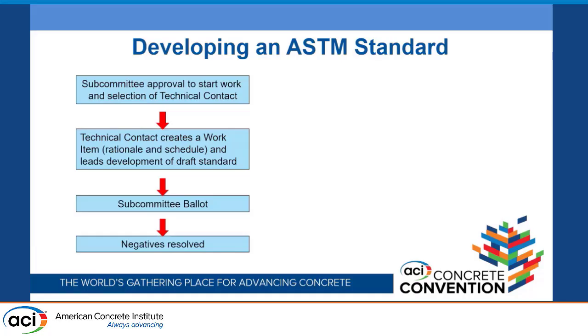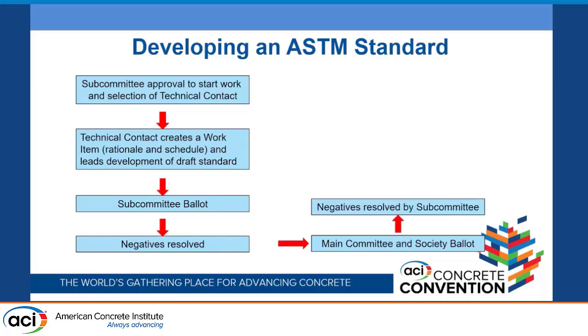So once on the subcommittee ballot all the negatives are resolved, then it goes to main committee and society ballot, as we mentioned, and then any negatives received on the main and society ballot has to go back to the subcommittee for resolution. If a negative is found persuasive, then the process stops. It goes back to the subcommittee to rewrite the standard.